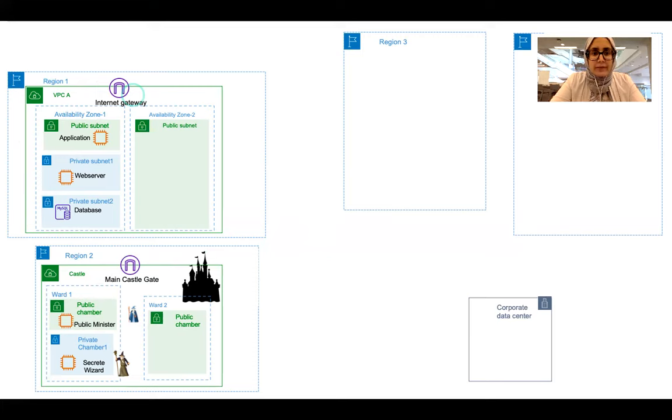It's pretty simple, with or without previous understanding of AWS networking. You have a region. Within that region, you have a VPC, which can be considered a castle. Within the VPC, you have different availability zones, which can be different wards in a castle. Within availability zones, we have subnets, which can be considered chambers. So we have public subnets and private subnets, or public chambers and private chambers.